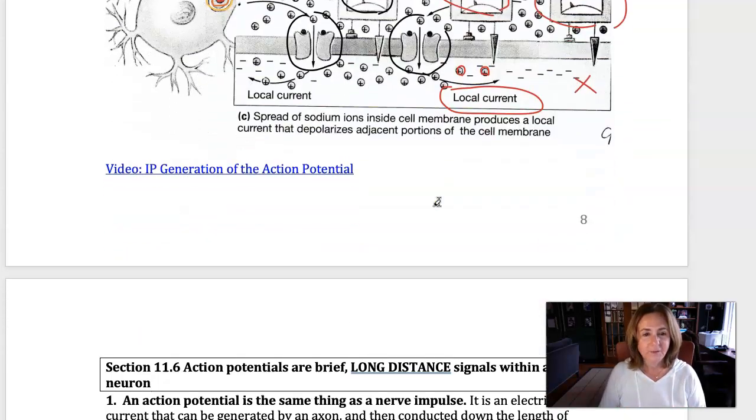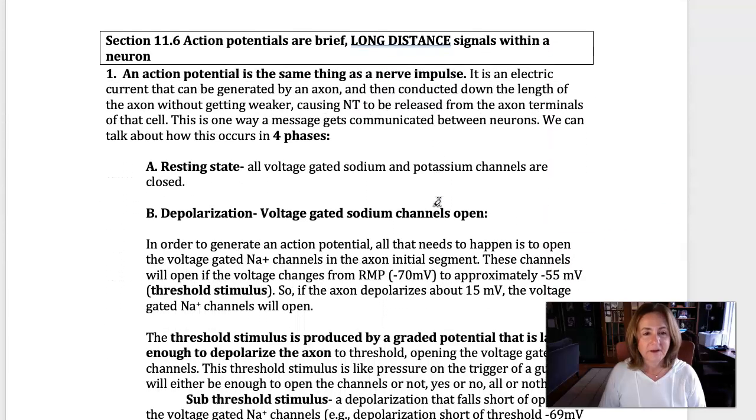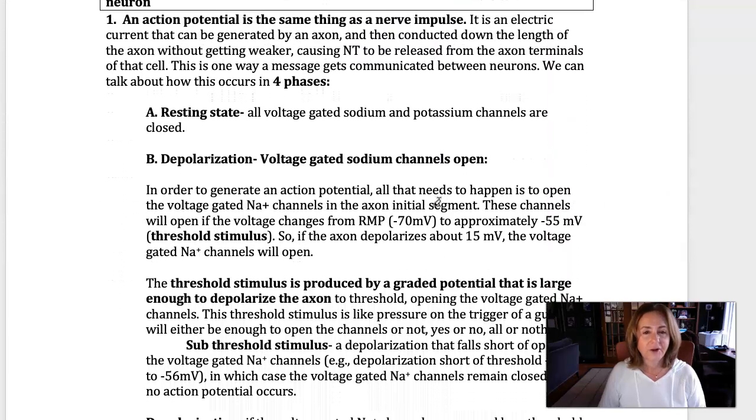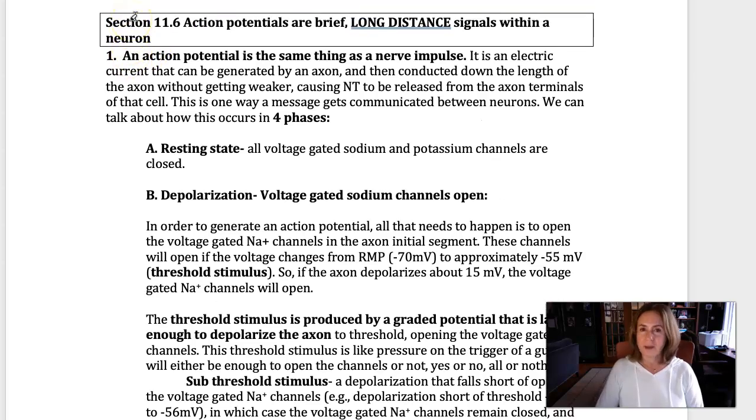All right, so that's how the graded potential works. Now with the action potential, it is only generated by the axon. The dendrites in the cell body can't generate action potentials, and the axon doesn't generate graded potentials. Okay, so I hope that makes sense. I tried to show you that with that two-colored neuron at the start of this.